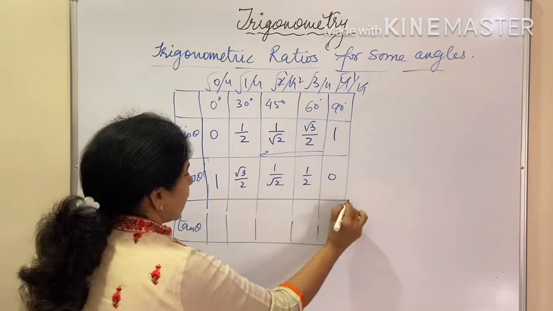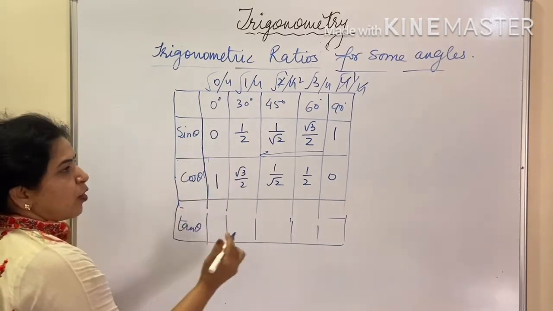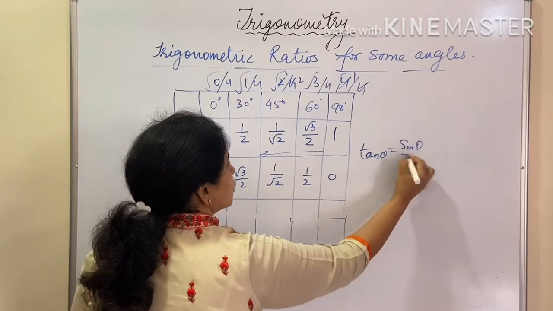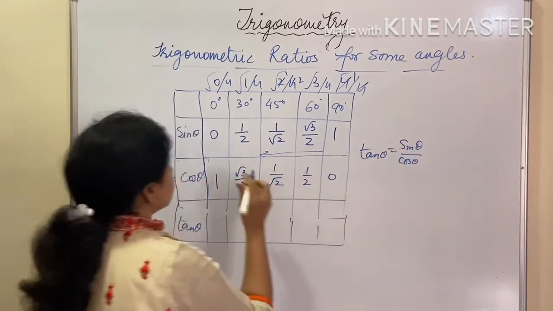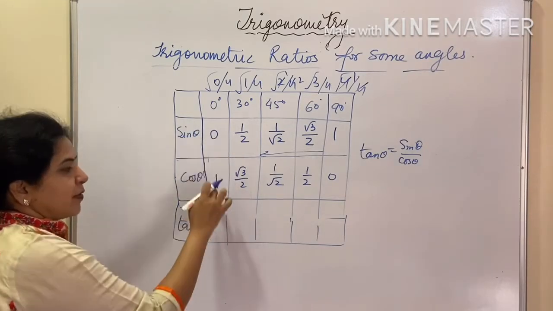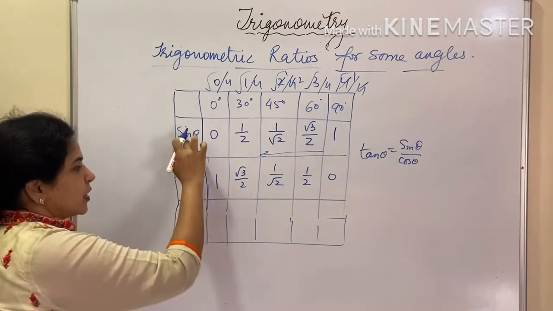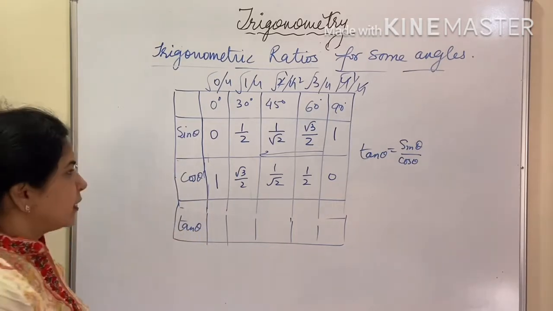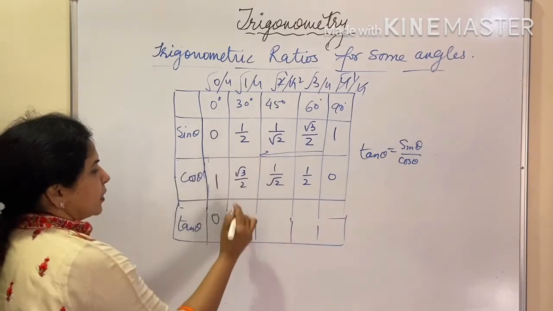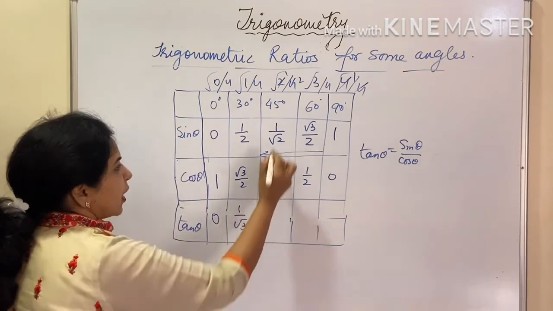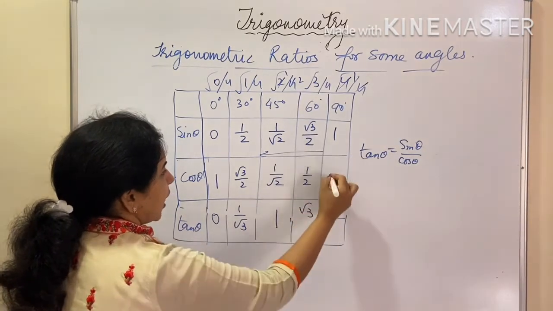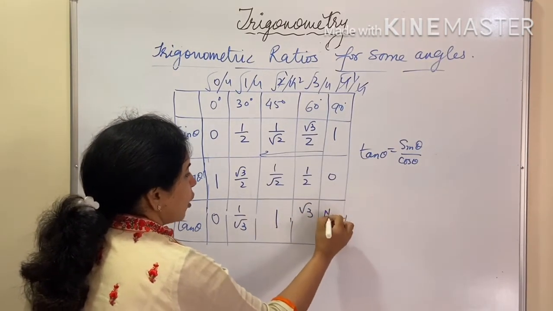Now for tan theta. We know the formula, tan theta is sin theta by cos theta. So we will just put the values here, first column divided by second. First column divided by second will give you tan theta. Sin theta by cos theta is tan theta. So 0 by 1 is 0. And this upon this is 1 upon root 3. And this by this is 1. And this by this is root 3. And 1 by 0 is not defined.